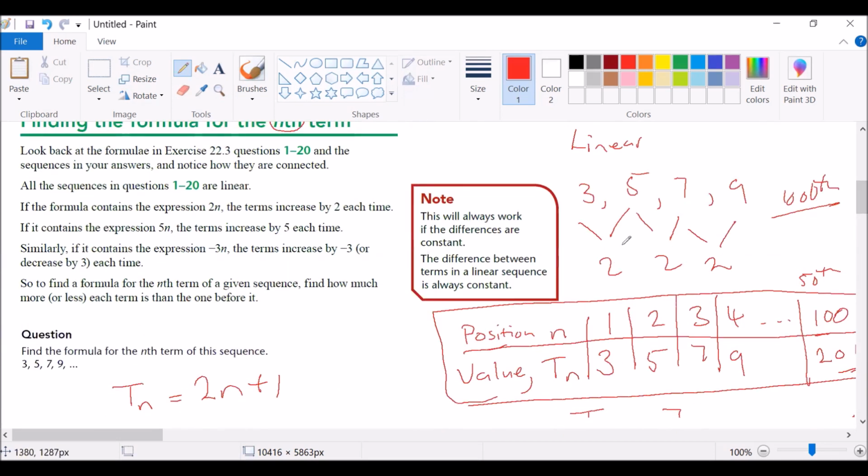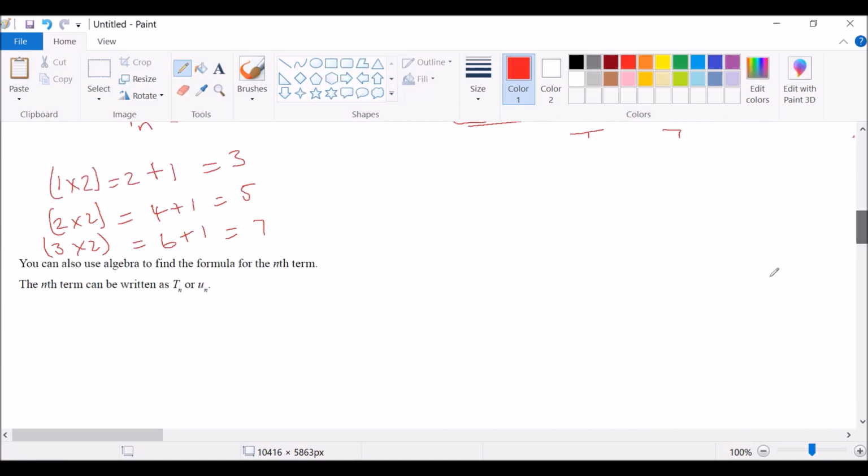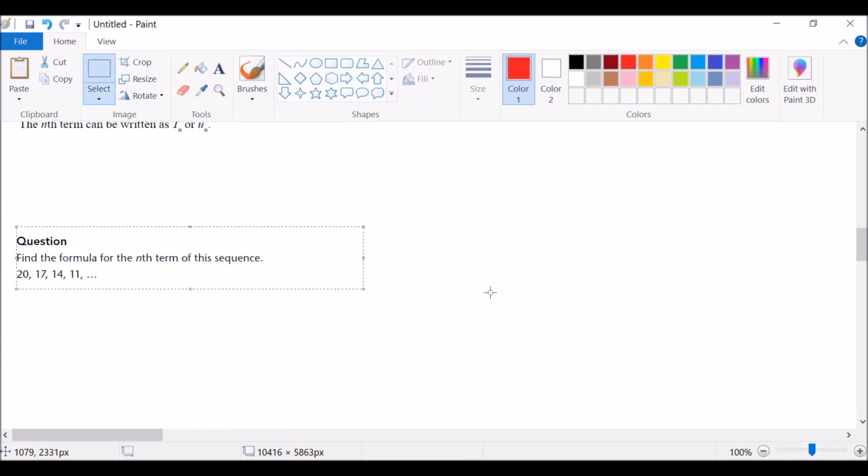Using the common difference, which is the difference between successive terms, we can form an equation that will help us to find the term at any position n. Another way is to use algebra to find the formula for the nth term. Let's look at this question. Find the formula for the nth term of this sequence.